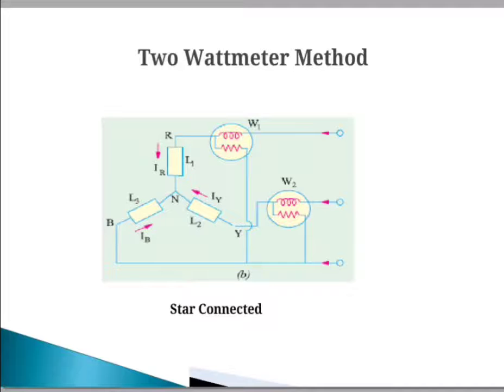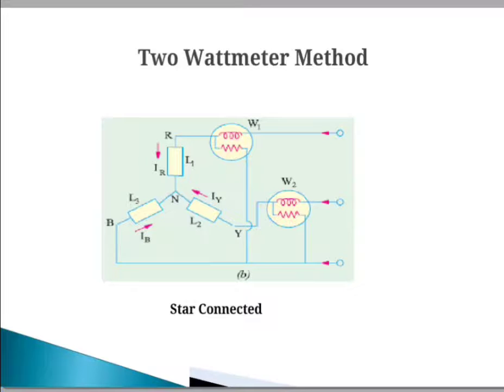Thus the total power of the circuit is the sum of the readings of both the wattmeters. We can write mathematically that the total power present in the three-phase circuit is equal to P1 plus P2, that is the readings of the 2 wattmeters, W1 plus W2. Then what is W1? It is I1 bracket of V1 plus V2, and W2 is I2 bracket of V2 minus V3.